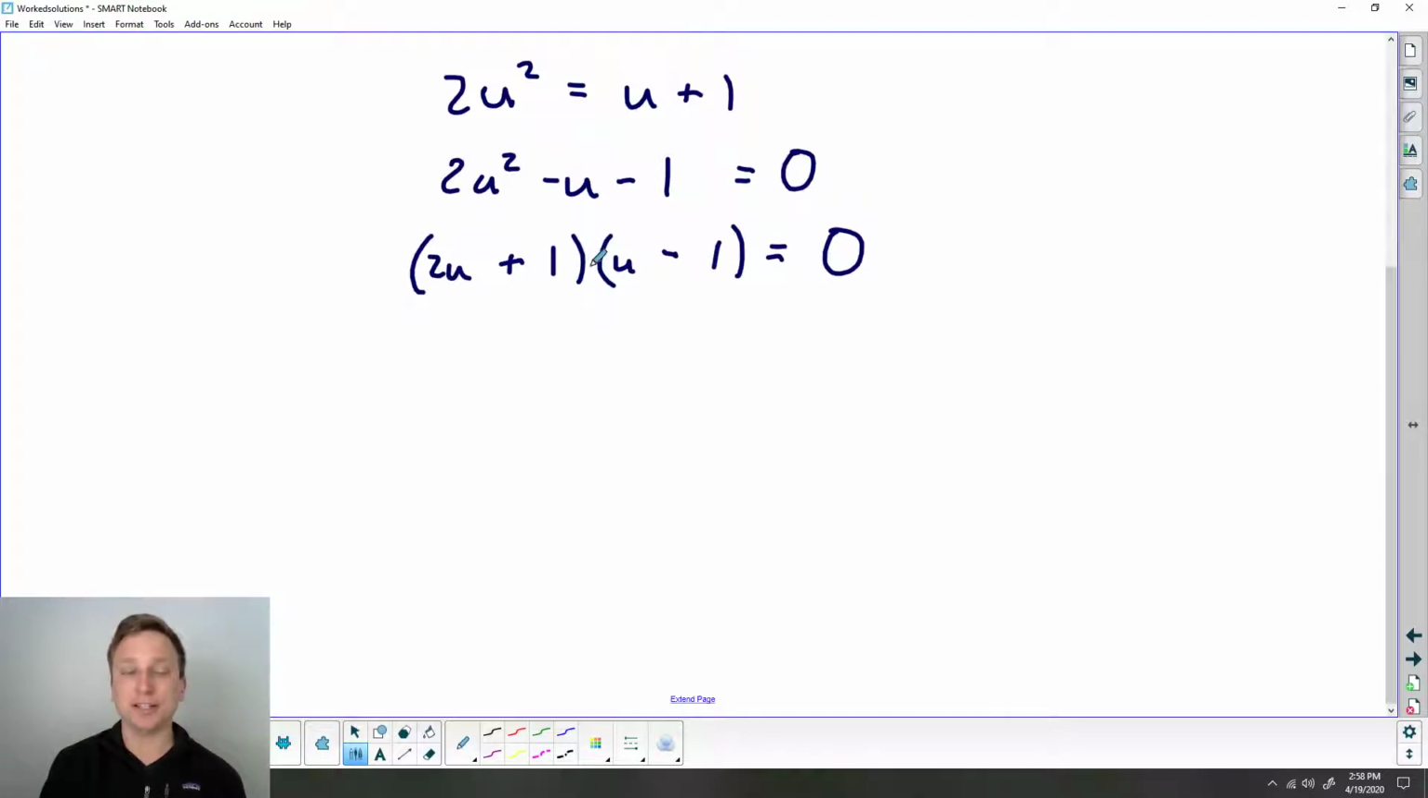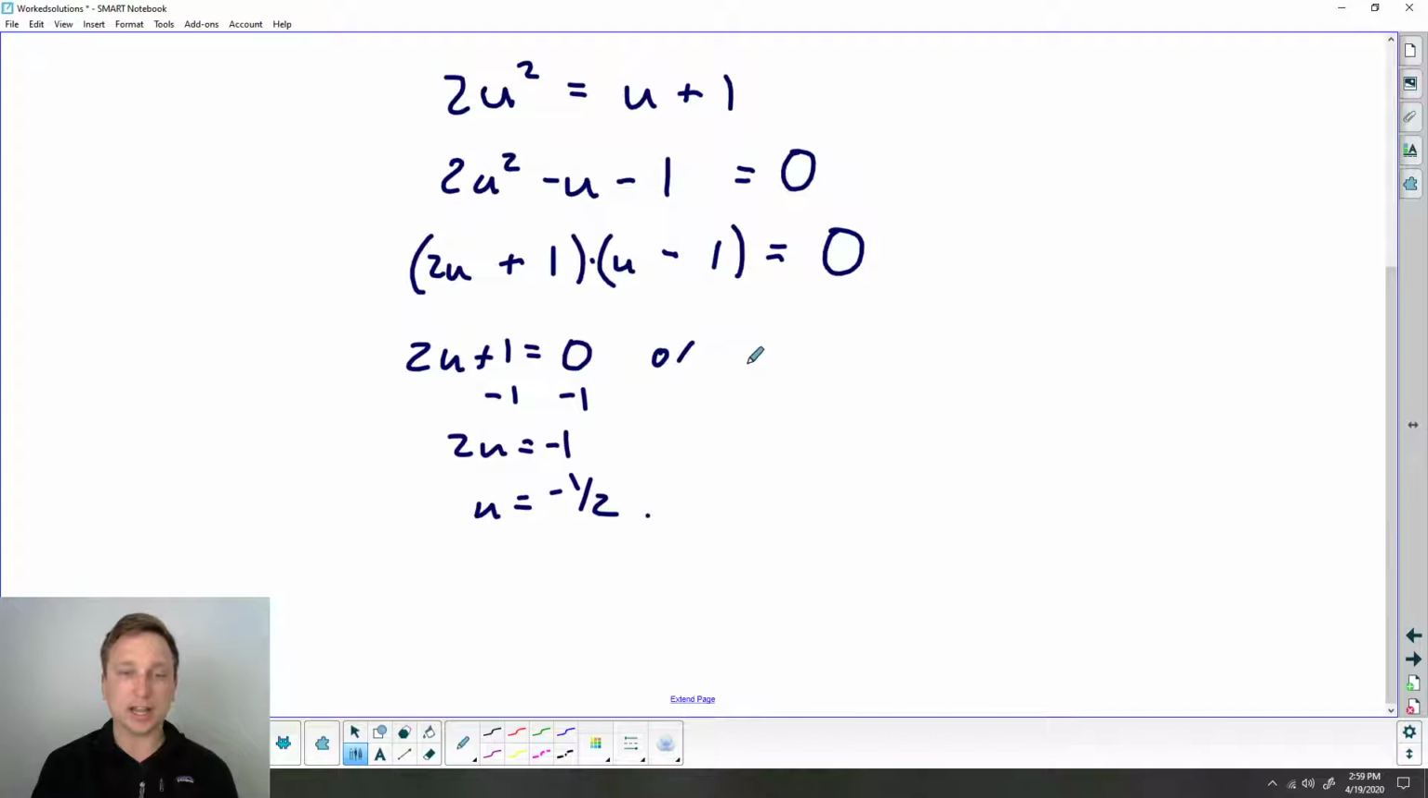Now when we solve this, we factored it because I know if 2 values multiply to be 0, one of the 2 has to be 0. So we can say 2u plus 1 can equal 0. While solving this, subtract 1. 2u is negative 1, so u is negative 1/2.